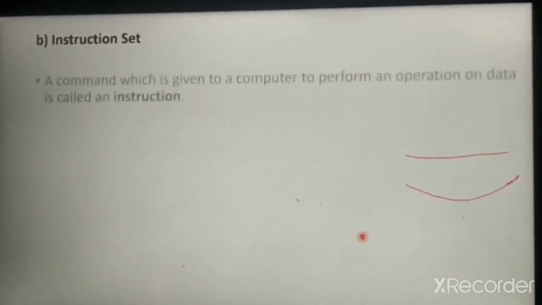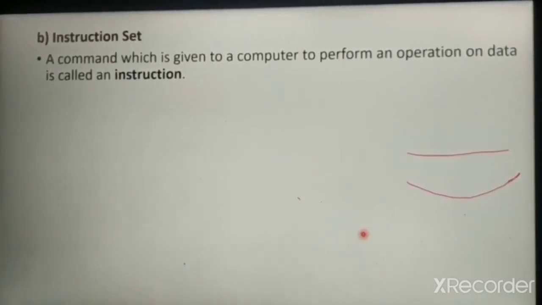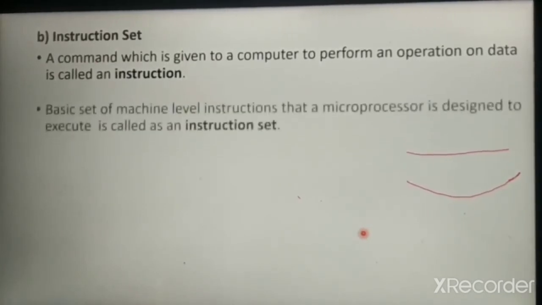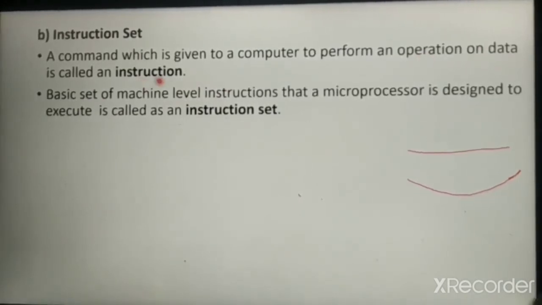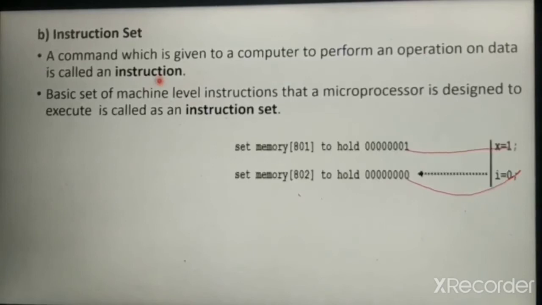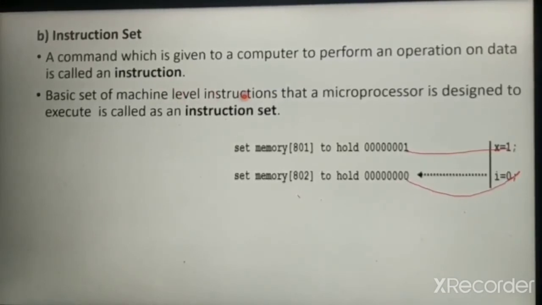What are instructions? Instructions are commands given to the computer by the user to perform various operations. Commands which are given to the computer to perform an operation on data are called instructions. This instruction must be in binary code format, which is machine level instruction. A microprocessor gets the input only in binary code format.